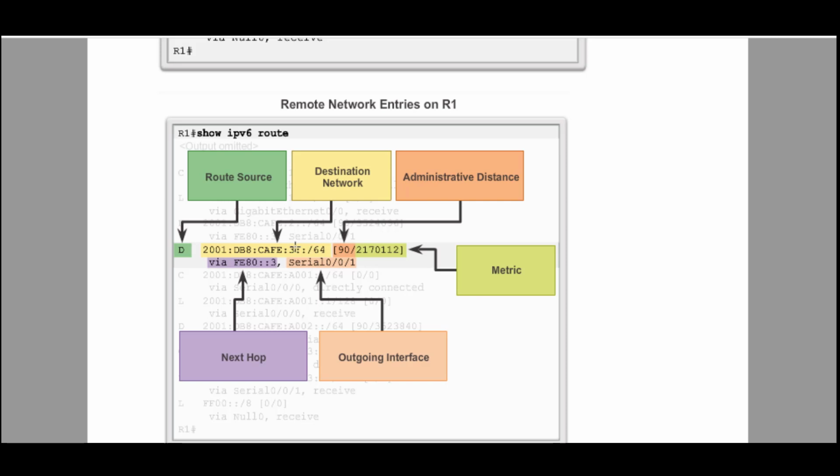Rule number 2 in IPv6. I already uploaded the video; it is available on my channel. I will share the link for that, for IPv6. Then /64. 90 is the administrative distance value, and this is going to be the metric, the cost, and via. This is the IP address of the next hop, the exit interface, and this is the name of the interface. So the same structure we discussed there, but the IP address is going to be different.